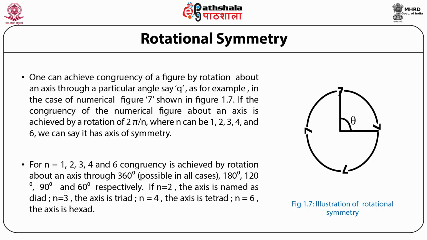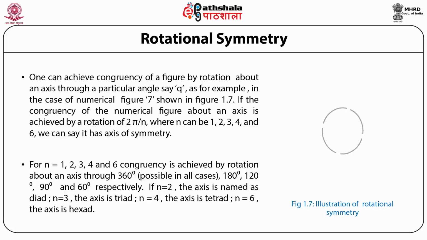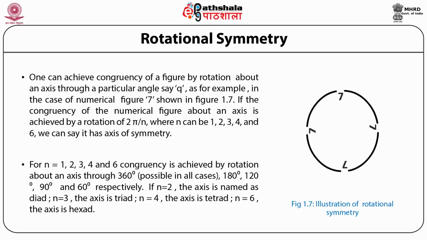If n is equal to 2, the axis is named dyad. If n is 3, the axis is triad. If n is 4, the axis is tetrad. If n is equal to 6, the axis is hexad.